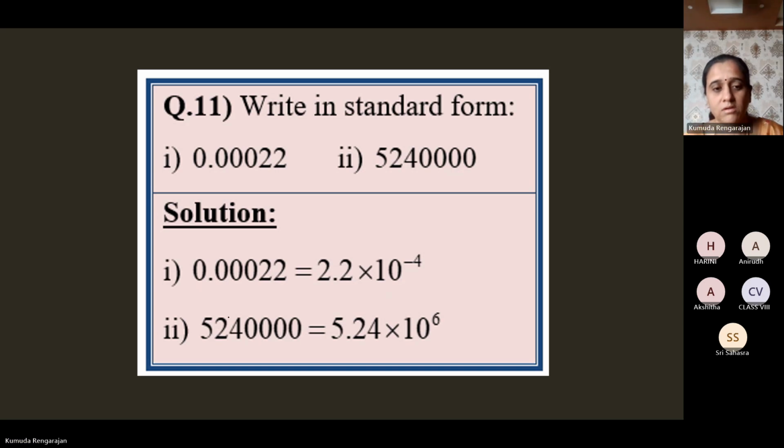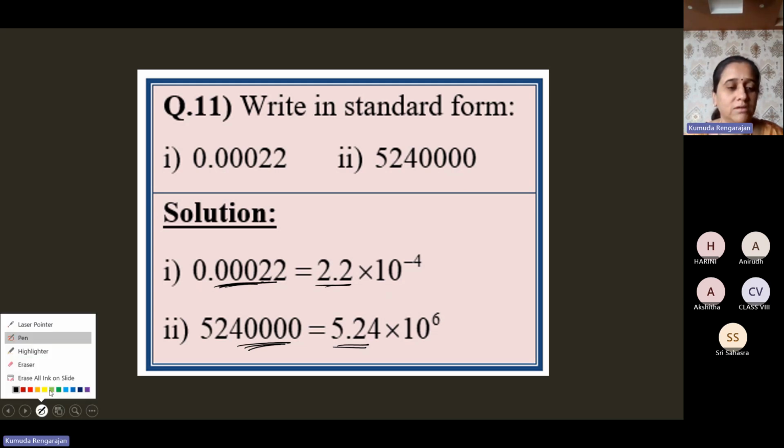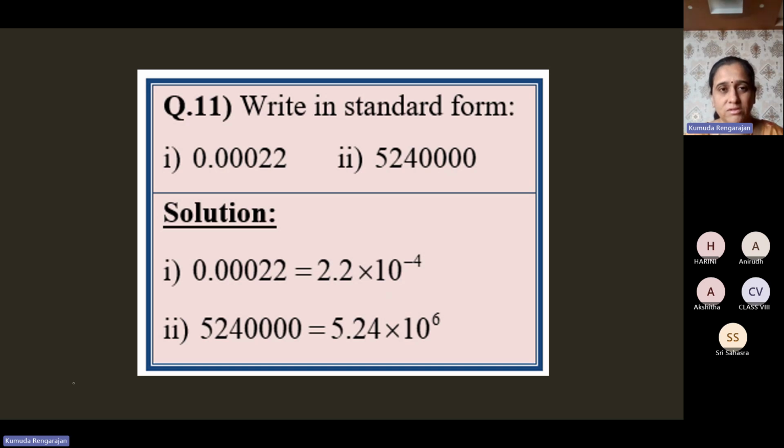Very good. So when you increase the value of the number, when the number is 0 point something and you have increased the value of the number, you should raise 10 to a negative power. Here we have reduced the value of the number, so you should raise 10 to a positive power. And the power will be the number of places by which you move the decimal point.